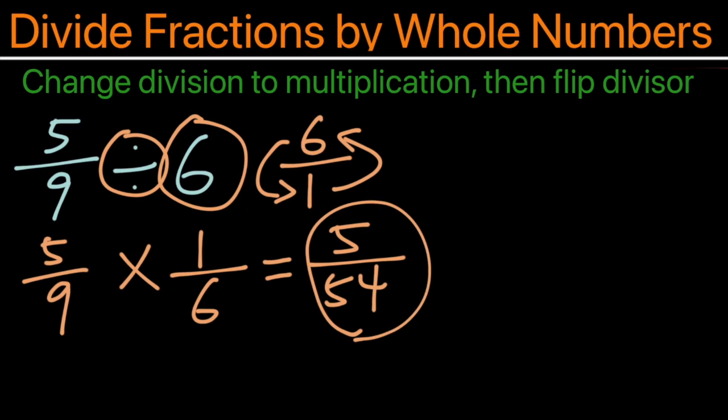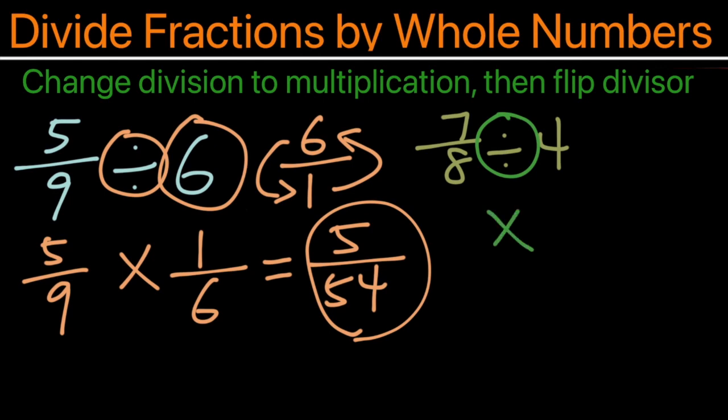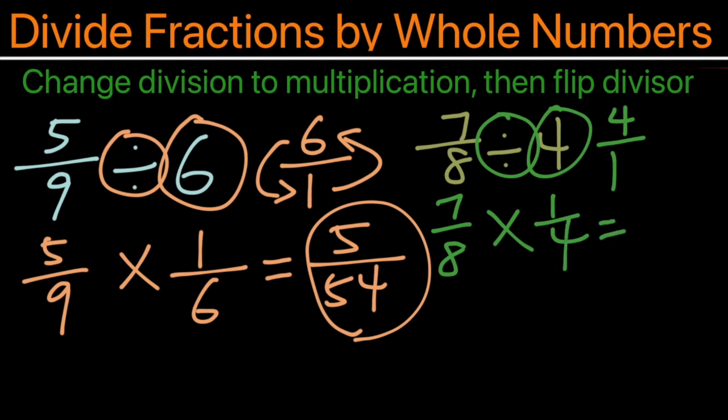Now for our last example, have 7 over 8 divided by 4. So for this example here, I'm gonna go ahead and have the division change to multiplication. Now we gotta flip the divisor. And for this one, we also cannot simplify before we multiply. So we're gonna go ahead and multiply here. 7 times 1 is 7. 8 times 4 is 32. So the final answer here is 7 over 32.